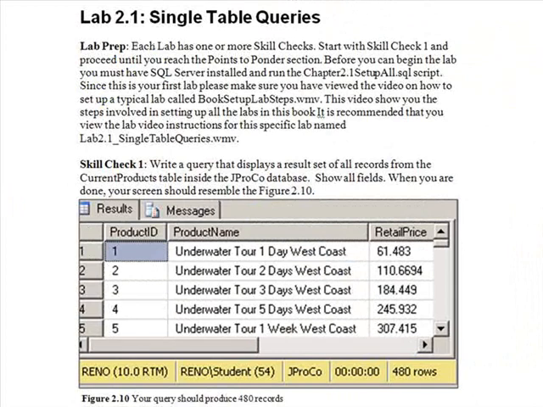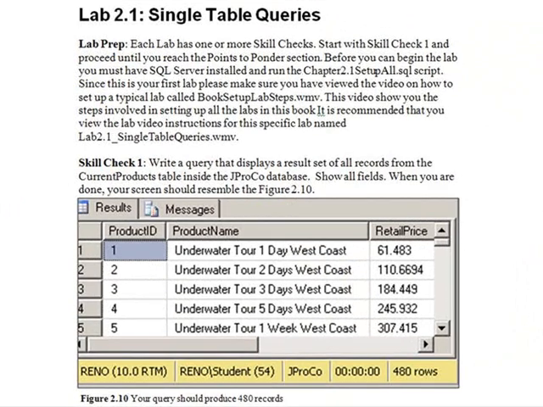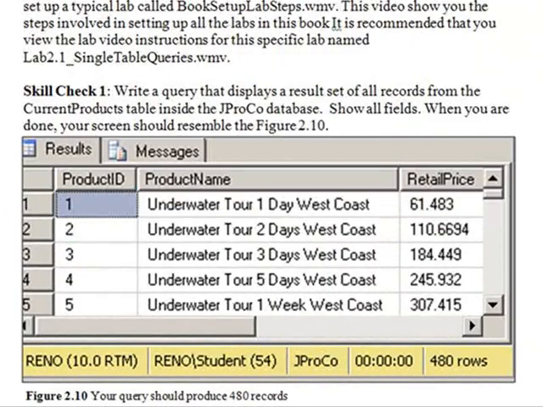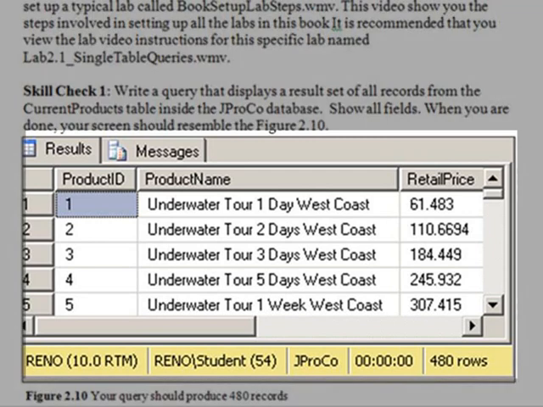Time for your Lab 2.1 Skill Check 1. Write a query that displays a result set of all records from the current products table inside the JProCo database. Show all fields and all records. When you're done, your screen should resemble figure 2.10.